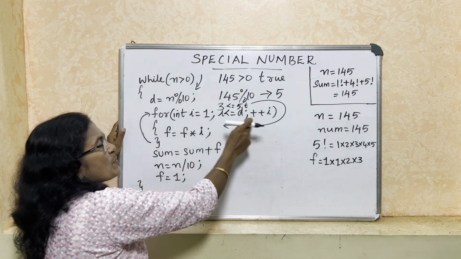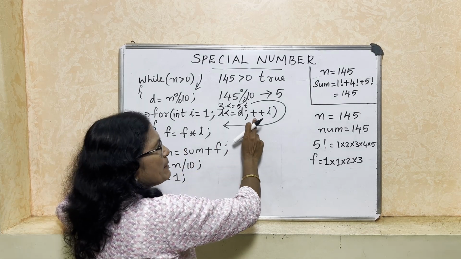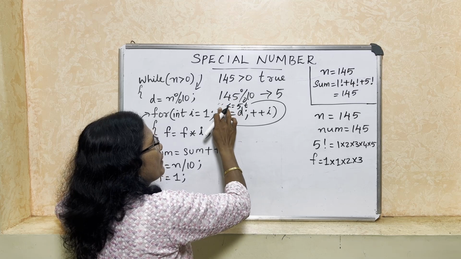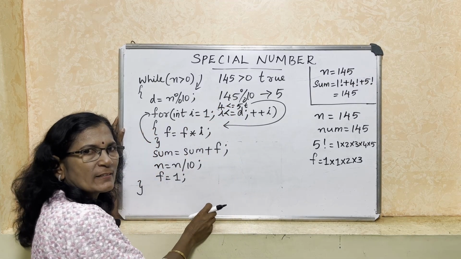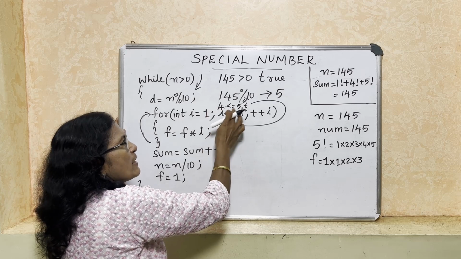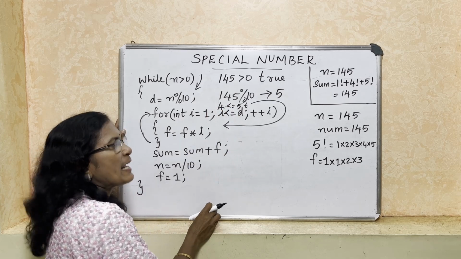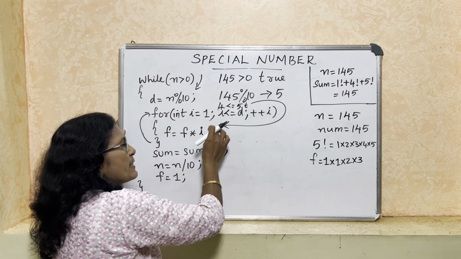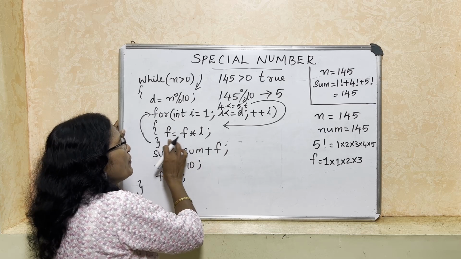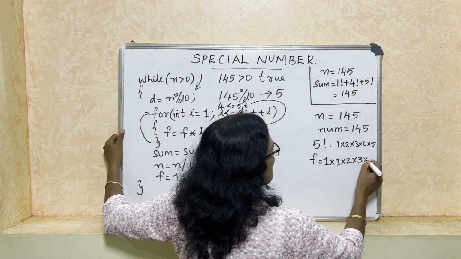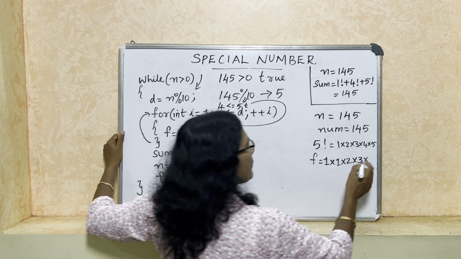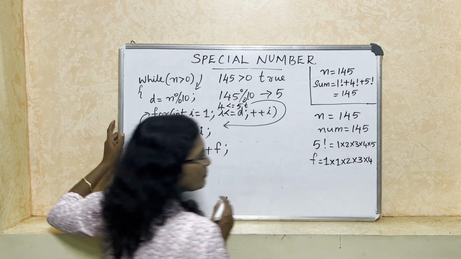Again control resumes back to the updation statement, plus plus I. The value of I becomes 4. The test expression is evaluated to check whether the loop has to be repeated. 4 less than or equal to 5 is evaluated as true. So control enters into the loop's body. F equal to F into I. So the current value of I is multiplied with the value of F, into 4.